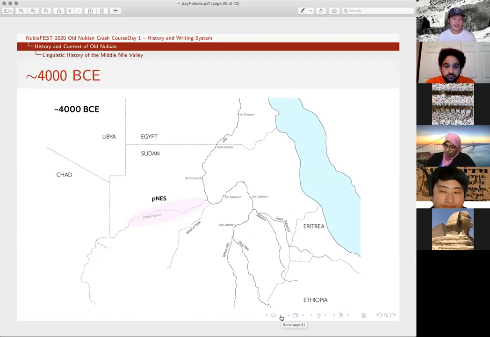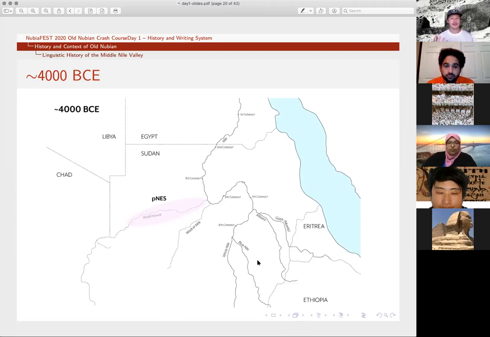of Old Nubian. What I'm going to say here is based on what we currently understand about the development of Old Nubian and its language family. But much of this is still under investigation. People are constantly writing about this. So this is very much a sketch that really shouldn't be taken at face value. All of this is work in progress.